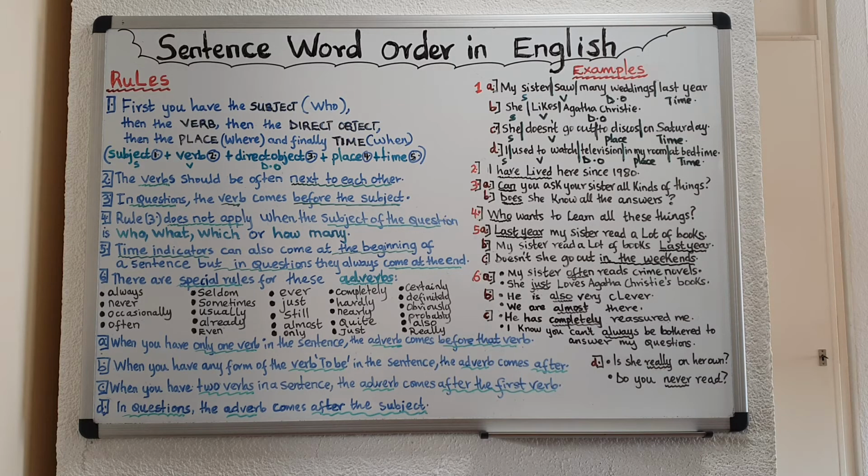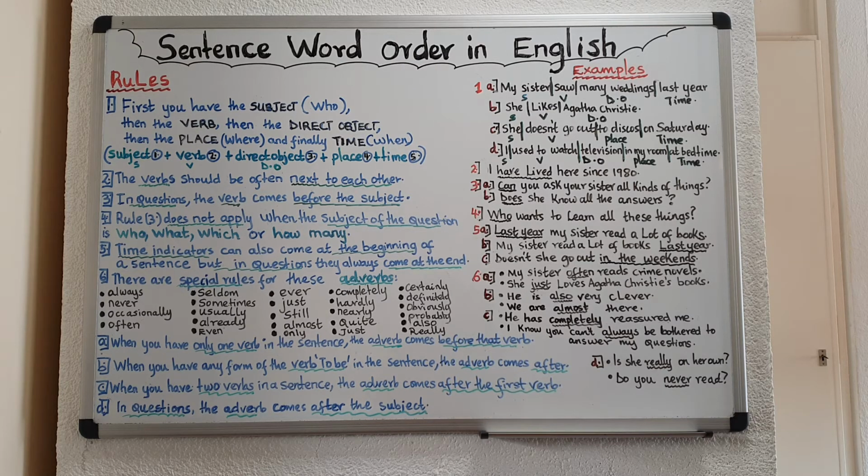Now, let us move on to rule number 2. The verbs should often be next to each other. So, when you're constructing a sentence in English and you have more than one verb, you should try and put them next to each other.